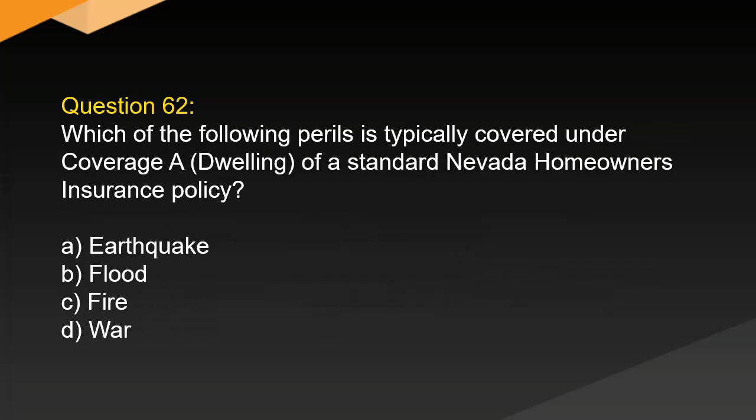Question 62. Which of the following perils is typically covered under Coverage A, dwelling, of a standard Nevada homeowners insurance policy? A. Earthquake. B. Flood. C. Fire. D. War.